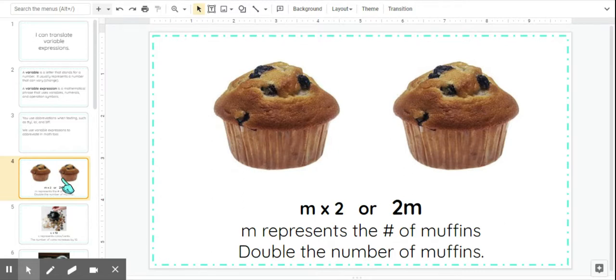So I have some muffins here. Instead of using the word muffin, I could use the letter M to represent how many muffins I have. Then, if I were to have M times 2 or 2M, that would mean I'm going to double the number of muffins.